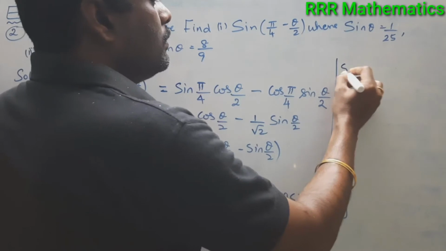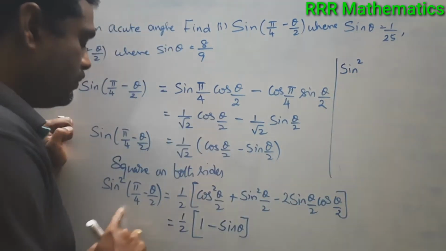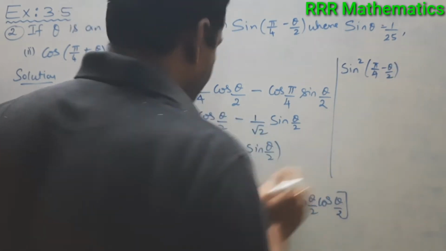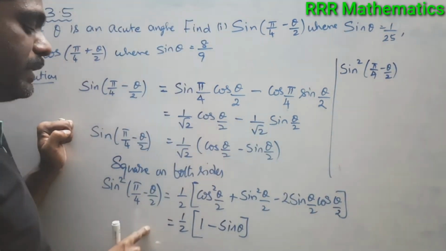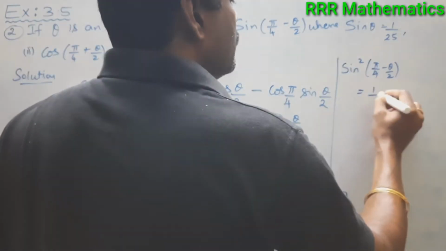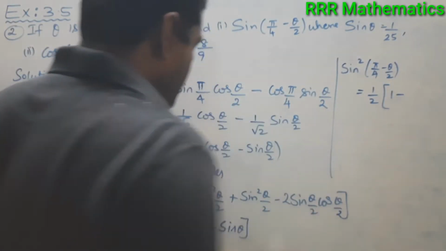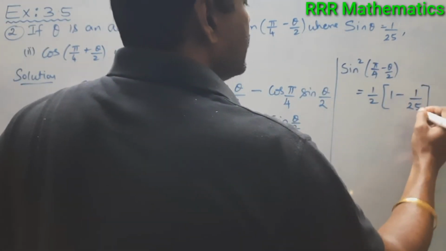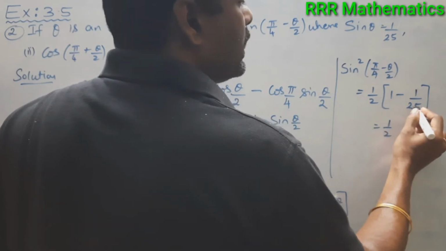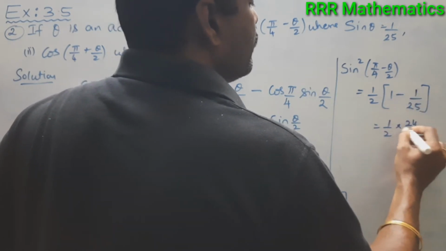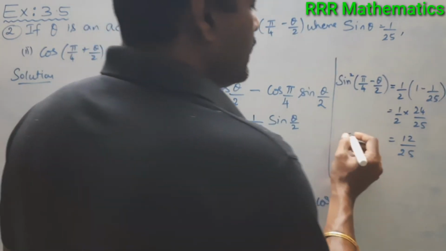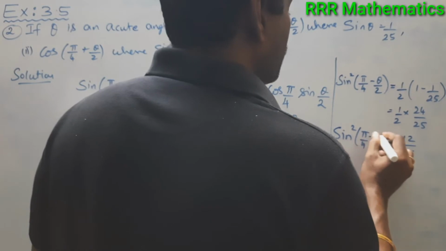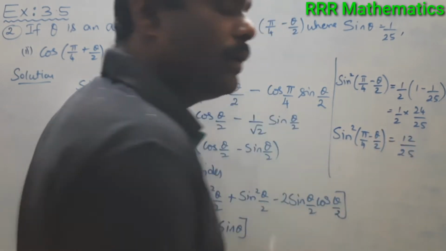Now, sin square of pi by 4 minus theta by 2 equals 1 by 2 times (1 minus sin theta). Sin theta is 1 by 25, so it gives 1 by 2 times, when you take LCM, 25 minus 1, 24 by 25. Finally, we are getting sin square of pi by 4 minus theta by 2 equal to 12 by 25.